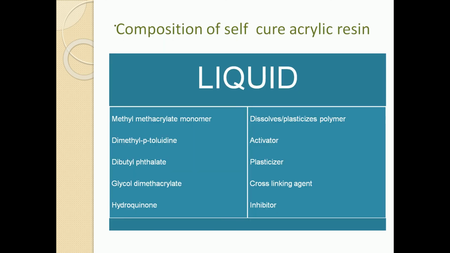Coming on to the composition of self-cure acrylic resin. In the liquid you have the methyl methacrylate monomer which dissolves and plasticizes the polymer. Dimethyl p-toluidine acts as an activator. Dibutyl phthalate acts as a plasticizer. Glycol dimethacrylate acts as a cross-linking agent. And hydroquinone acts as an inhibitor.